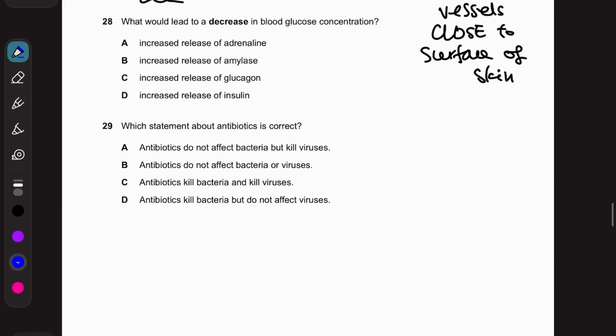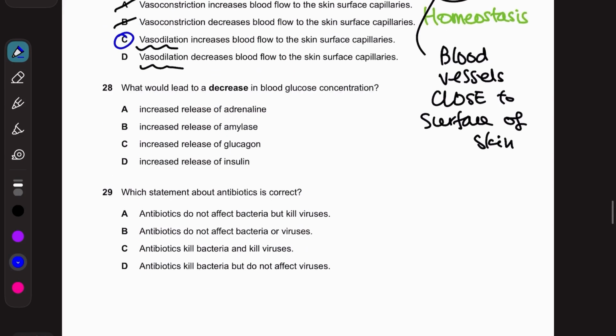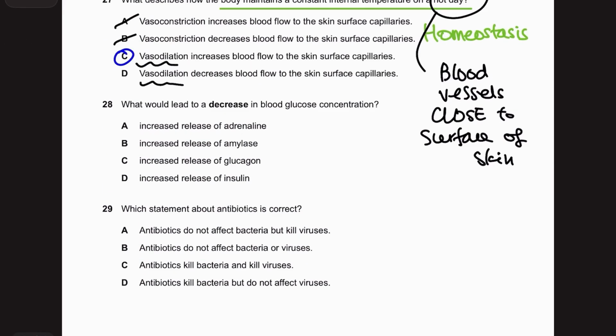Question 28. What would lead to a decrease in blood glucose concentration? Oh, I love a question like this. Okay. Let's see. Do I have enough space? Because this is very exciting for me, because I want to write down a lot of things for you guys.